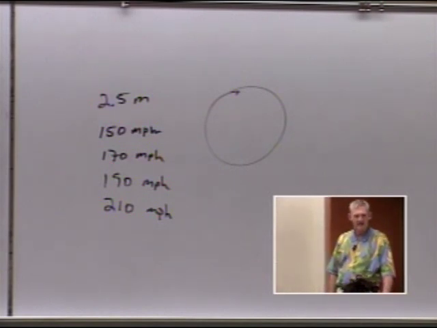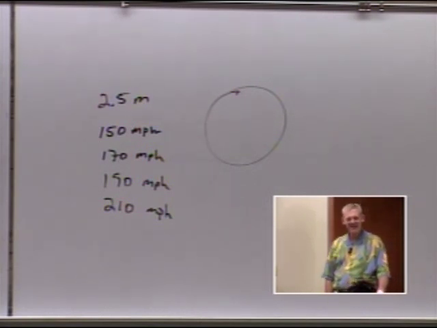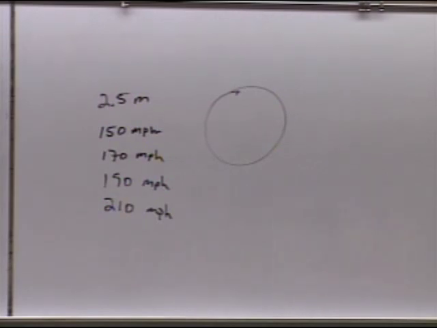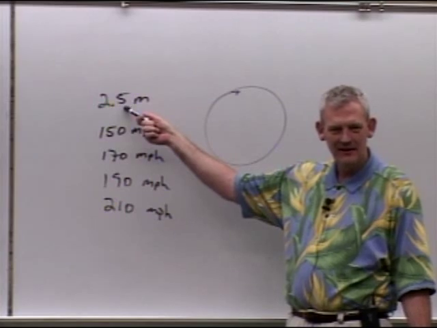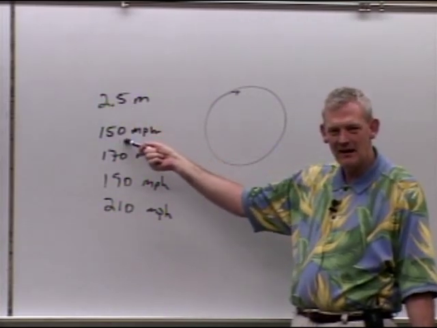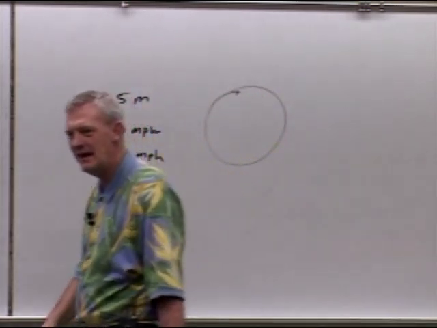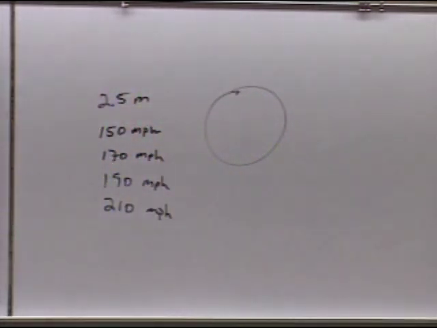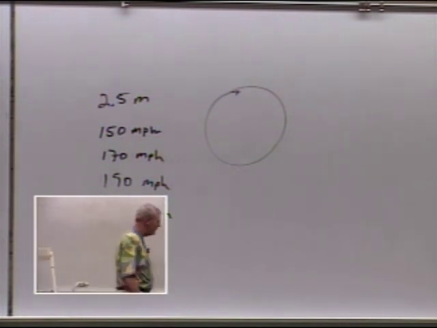Now, what's his average speed? Is it as simple as adding up those four things and dividing by four? People would like it to be, but it's not. And the reason is because he spends a lot more time getting around the track at the slower speeds. So he spends more time at 150 miles an hour than he does at 210. So it's not a simple thing of just adding those up and dividing by four.